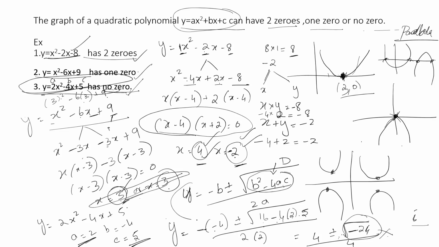You can use this formula to find the value of x: minus b plus or minus root of b squared minus 4ac. If the term under the root is negative, then it is an imaginary number, so we can't find a real value of x that makes the equation y equal to 0. In that case the parabola will never cut the x-axis.